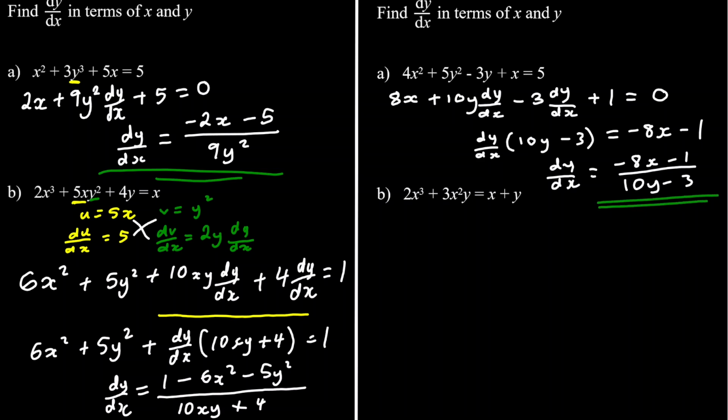Part B. So again, we're going to have a product rule in this one. We've got a 3x squared and a y. I'll do the product rule first. So u is 3x squared. So du dx is 6x. V is y. So dv dx is dy dx.